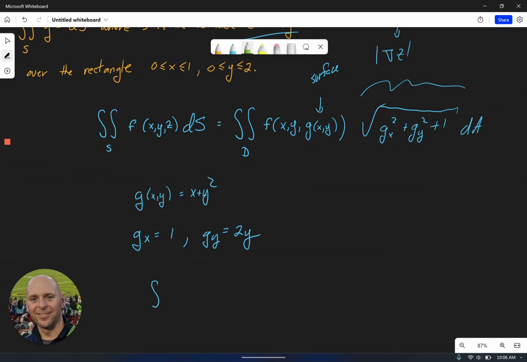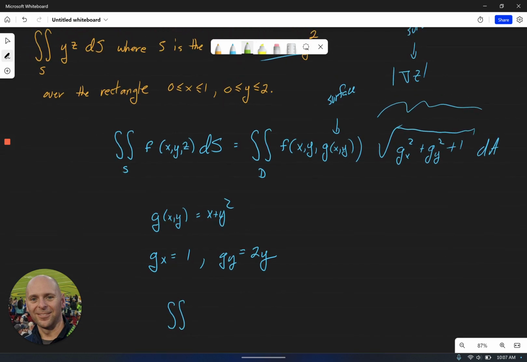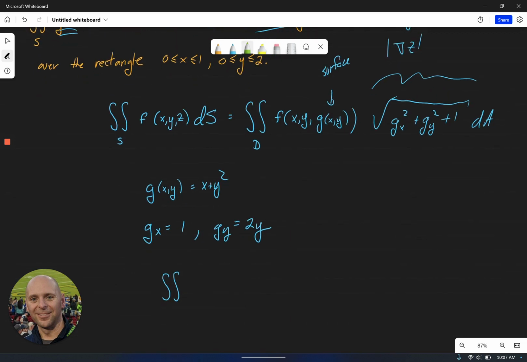So we have our double integral of f of x, y, z. That was yz from above. So y times z, where z is equal to x plus y squared from the surface, times the square root of the partial of g with respect to x squared, so 1 squared, plus the partial of g with respect to y squared, (2y) squared, plus 1 dA.